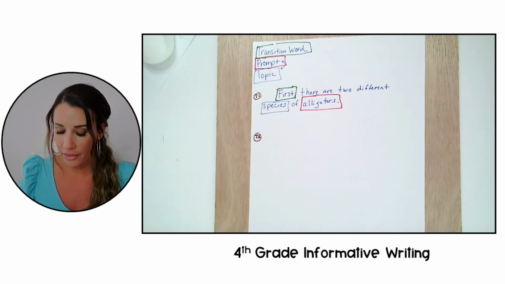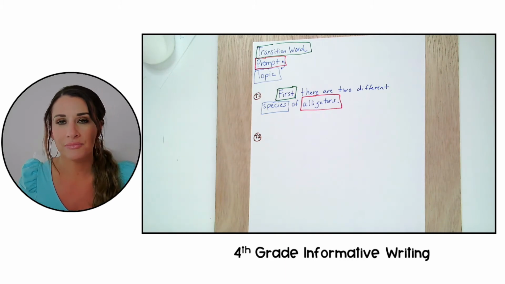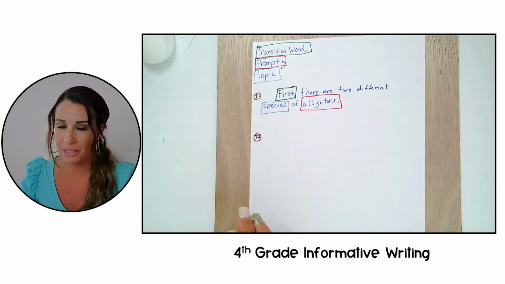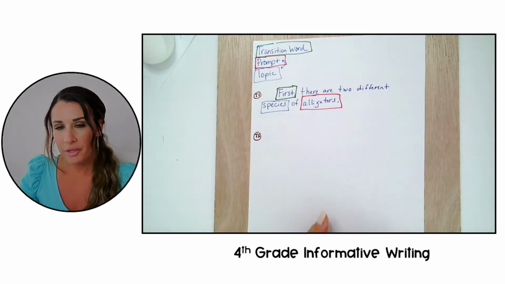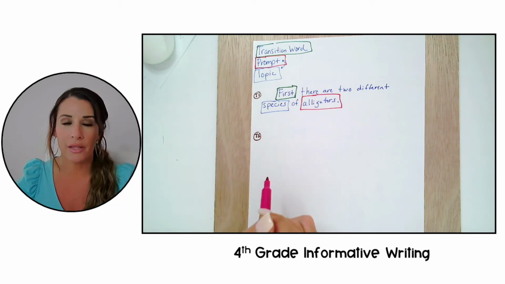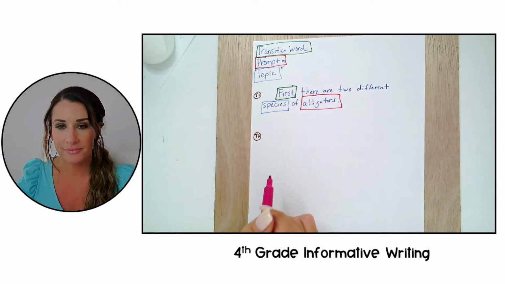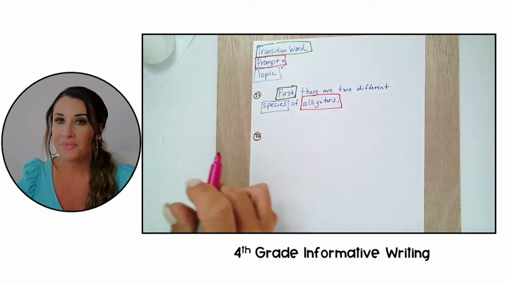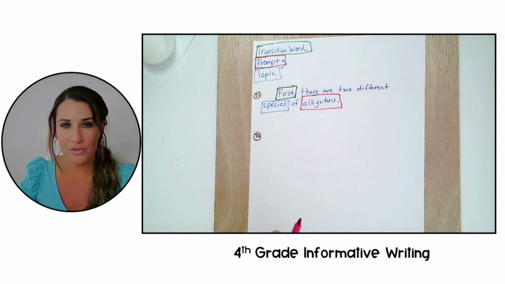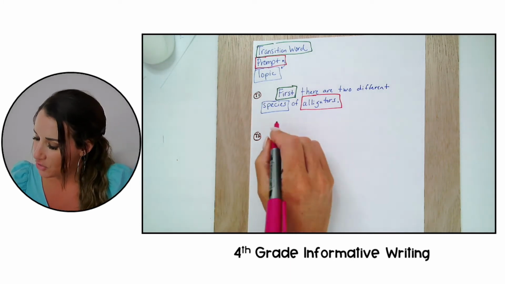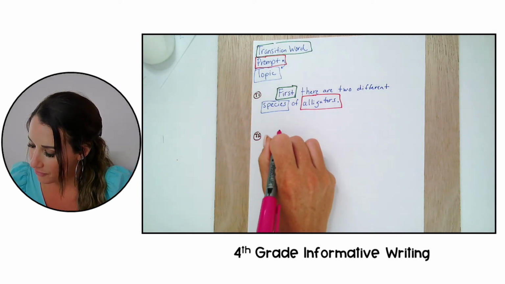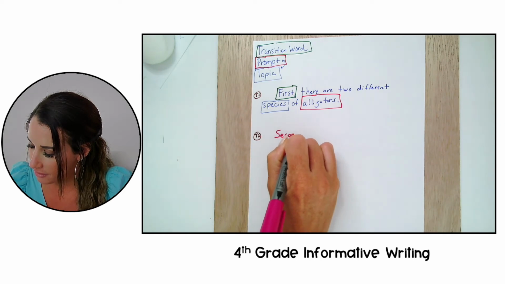Let's write this one together. If you have a piece of paper, go ahead and take it out. We're going to write T2 and T3 together. So think about that. What am I going to start T2 with? A transition word. Does anyone know what transition word I should use? Hopefully you said second. So I'm going to indent, second, and then a comma.